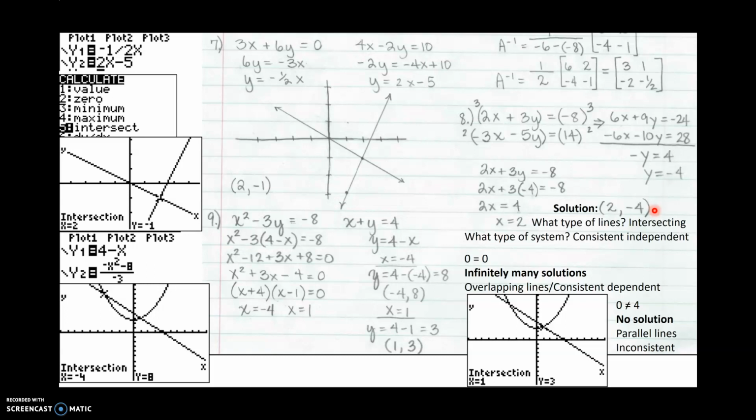Consistent because they have an answer. Are they dependent or independent? Independent because there is only one answer. One can stand entirely by itself, independent of everything else.